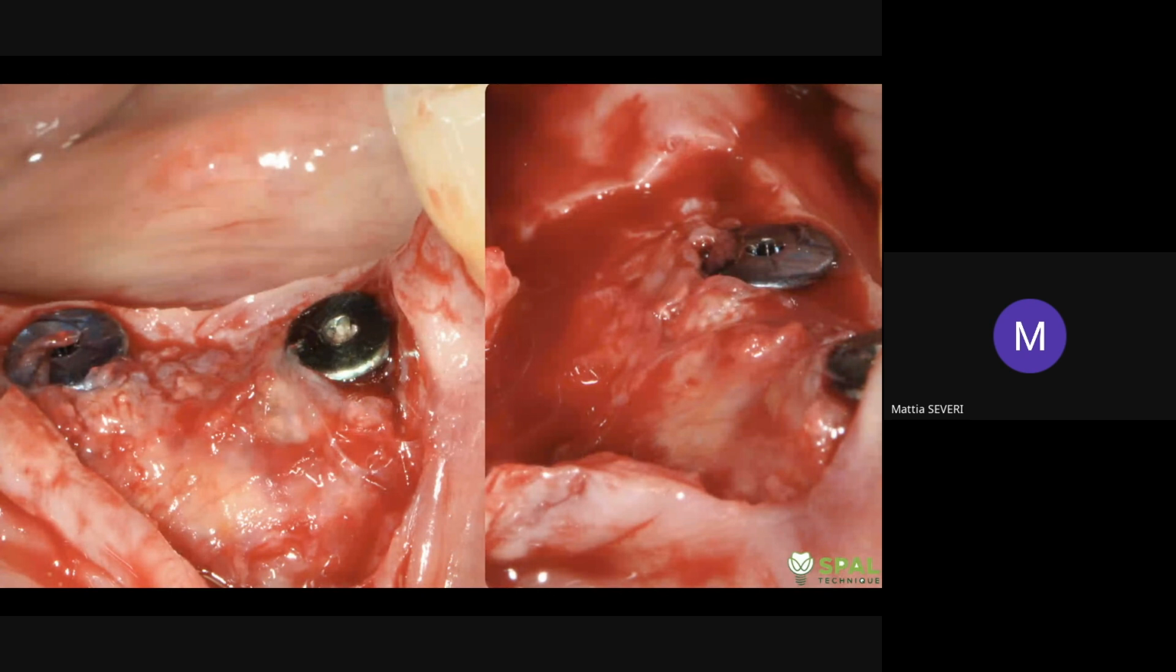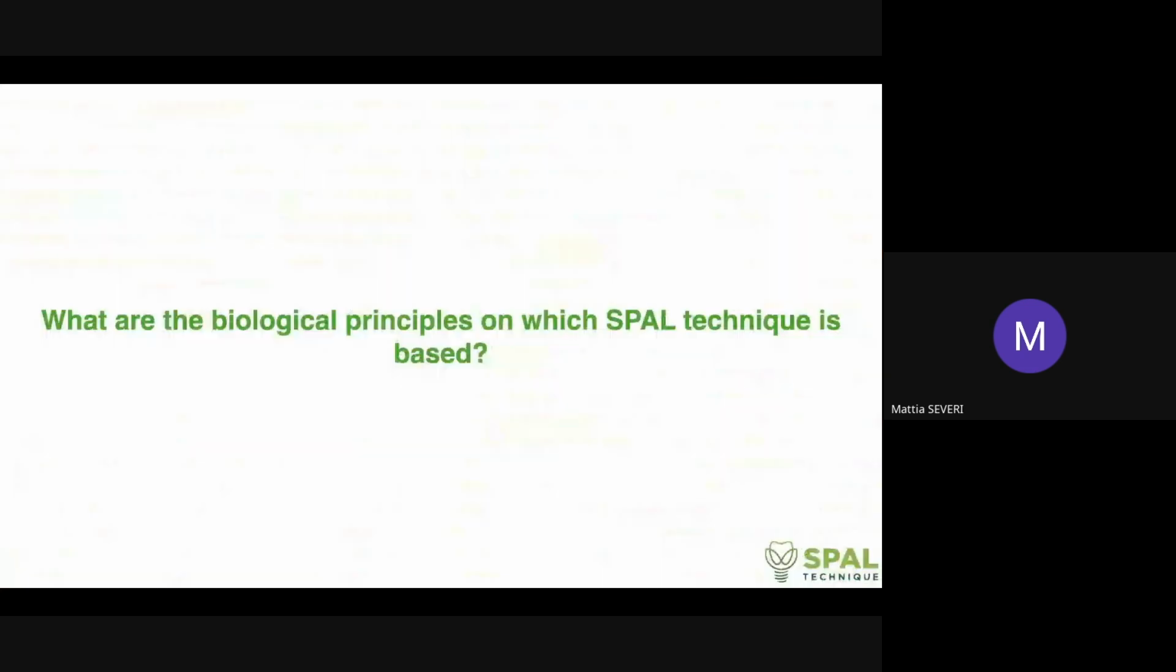And the soft tissue that you're seeing is due to the fact that when we perform the uncovering procedure, we open a partial thickness flap in order to manipulate the soft tissues.